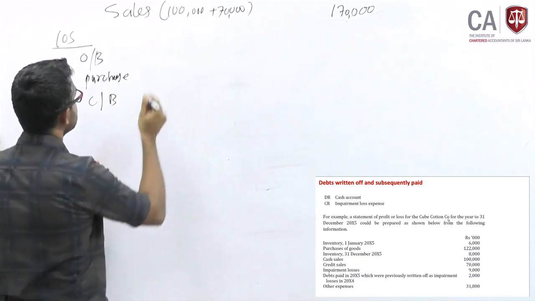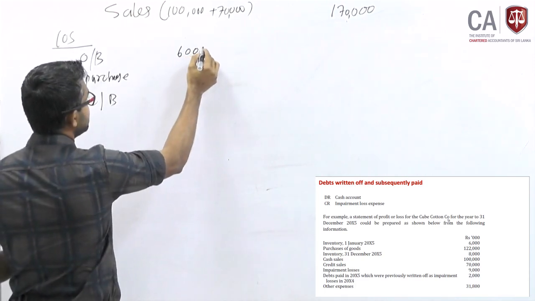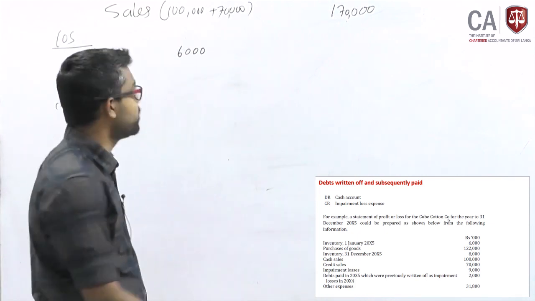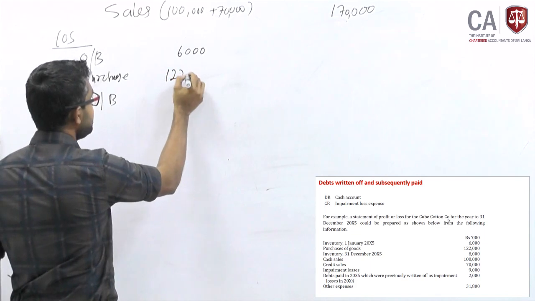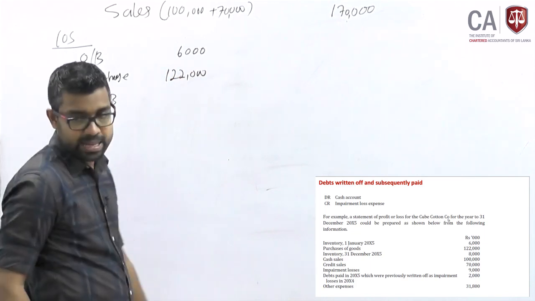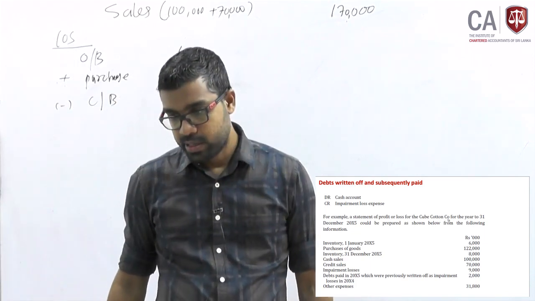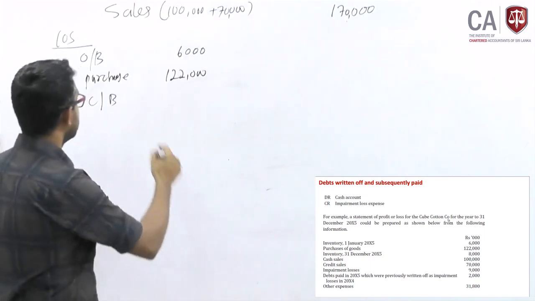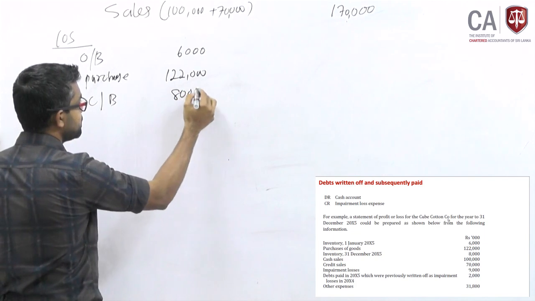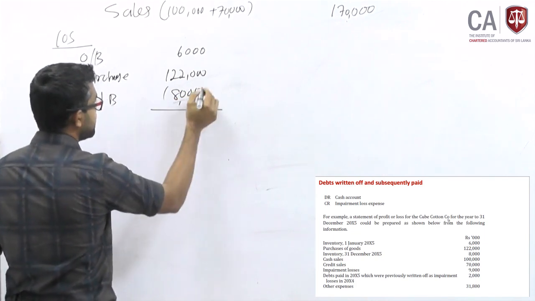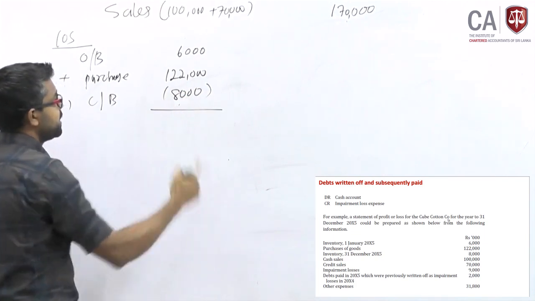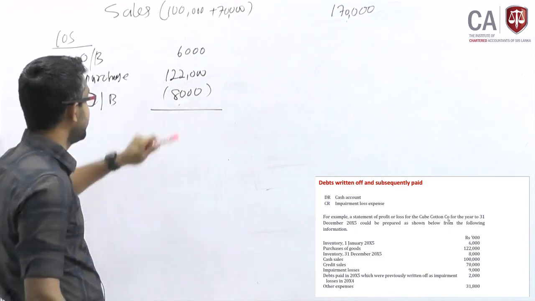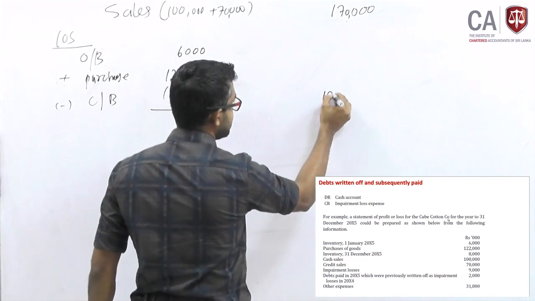6,000. Purchases, how much? 122,000. And closing inventory 8,000, minus. So cost of sales: 128,000 minus 8,000, 120,000.